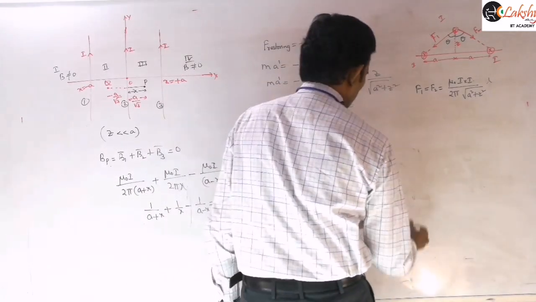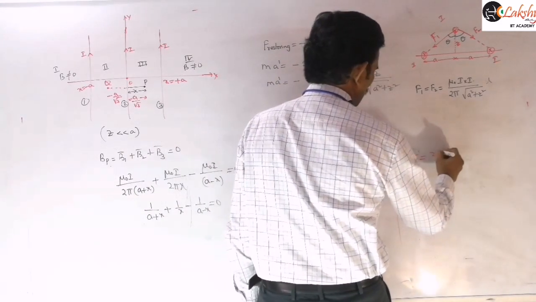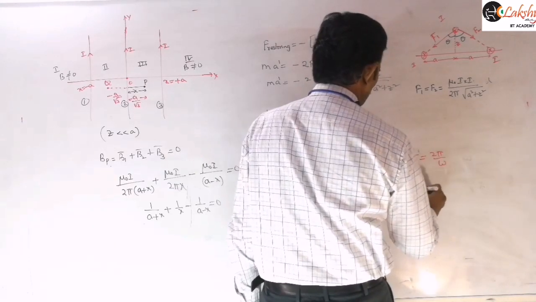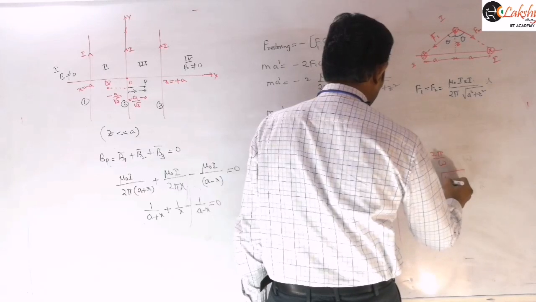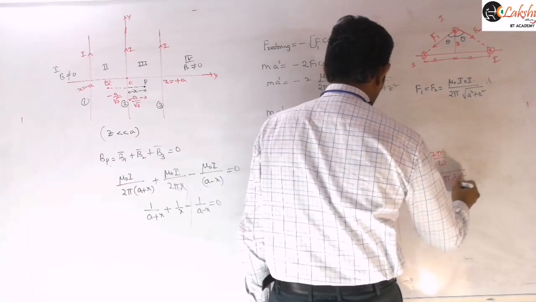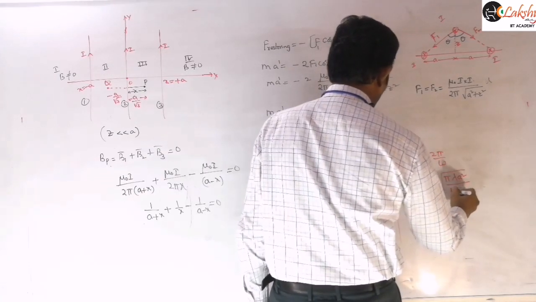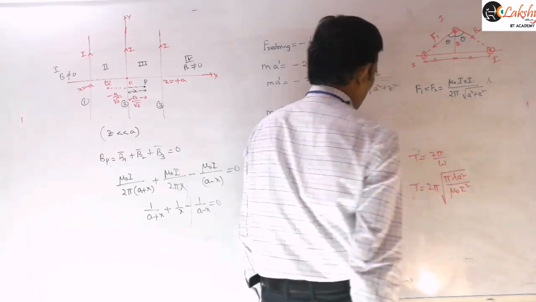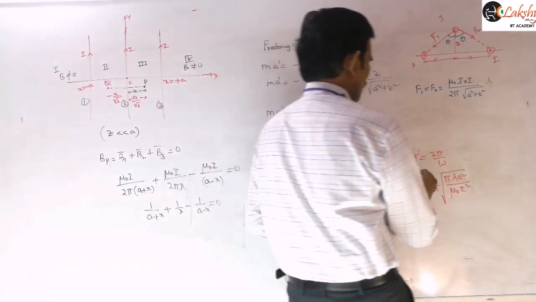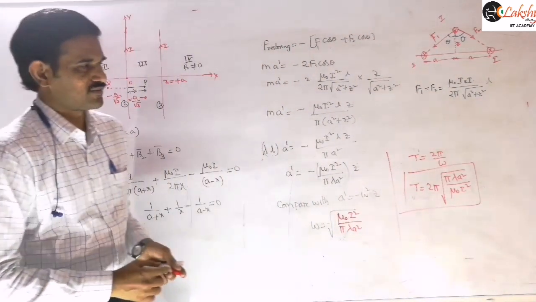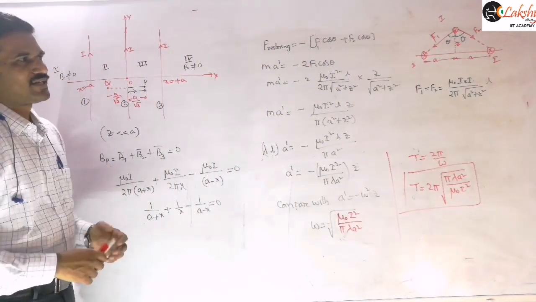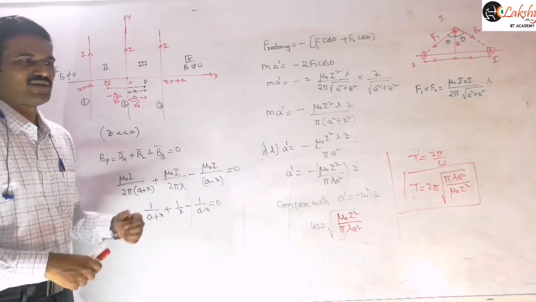And therefore from this the time period you can write as T is equal to 2 pi by omega. So it is 2 pi into under root of pi lambda A square by mu naught into I square. Lambda is the mass per unit length, and A is the separation between those two wires, right? So that will be the time period of the oscillation of this wire in that case.